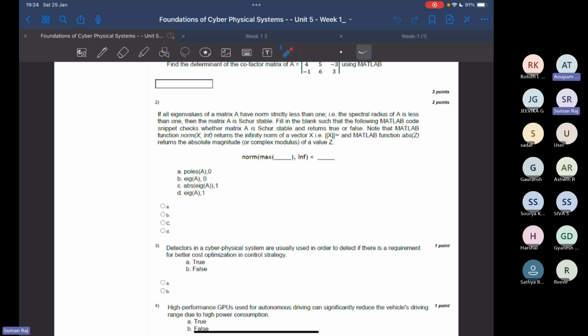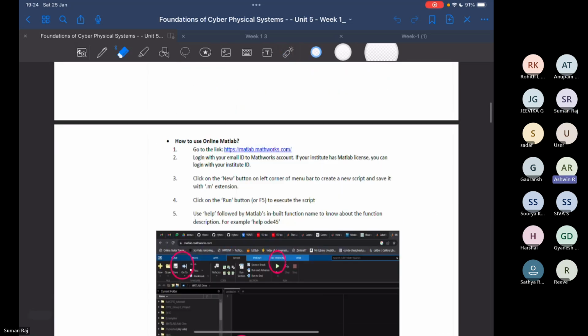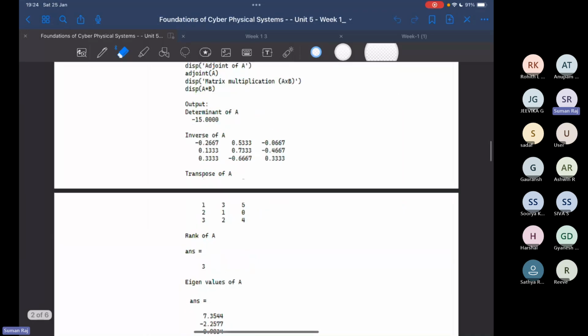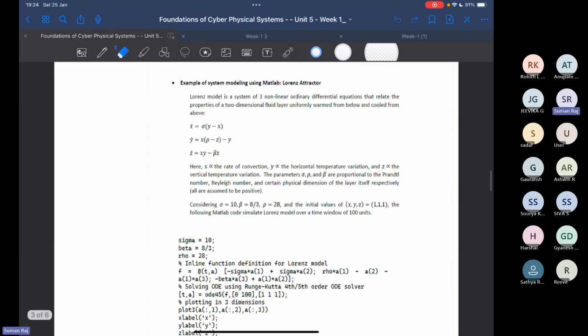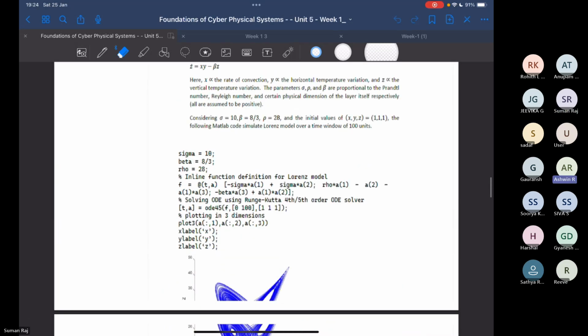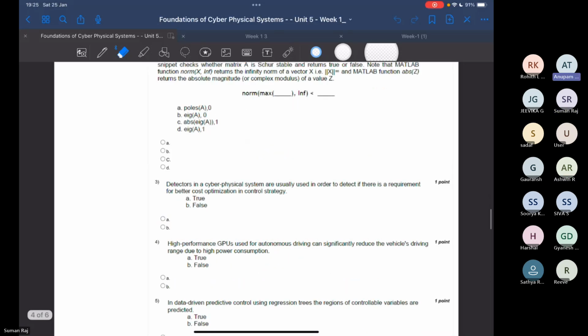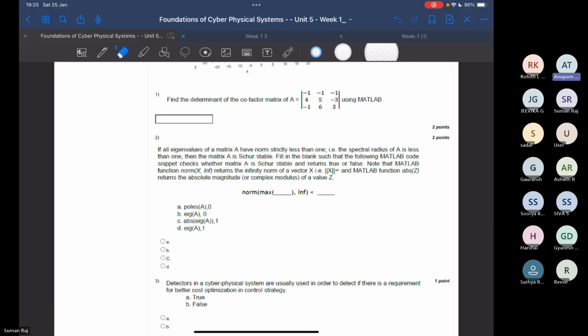I think this one is supposed to be done in MATLAB, right? And they have provided the explanation for that. Let me check. They haven't. The second question is about the concept of a special matrix called a Schur stable matrix, in which the eigenvalues are less than one. So I think this we have to learn.